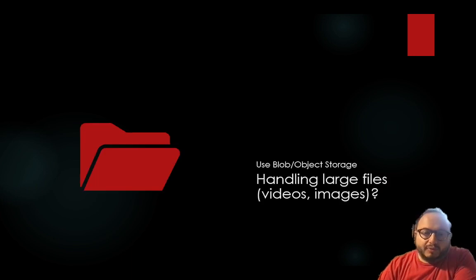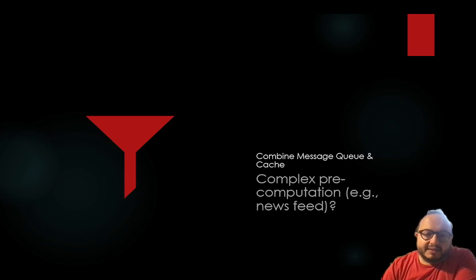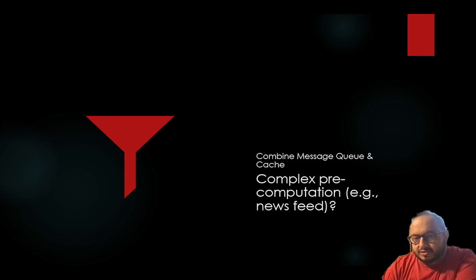Use blob object storage. Are you handling large files like videos and images? Use object storage such as AWS S3 or Azure Blob for scalable, reliable storage of big files. Combine message queue and cache. When complex pre-computation like newsfeed, when you need to pre-compute and quickly serve data, queue jobs for processing and store results in cache for instant access.